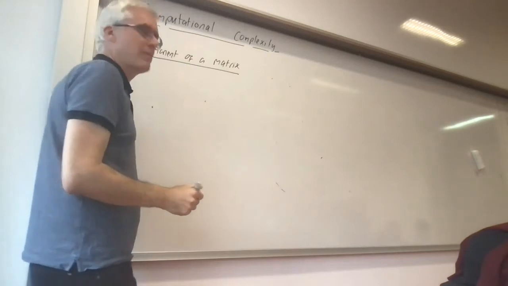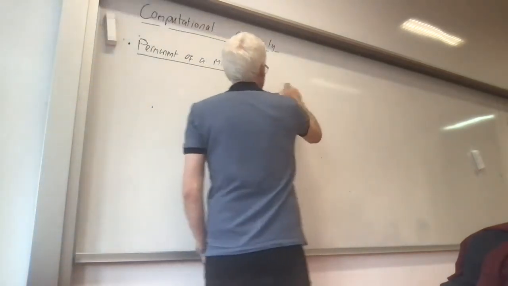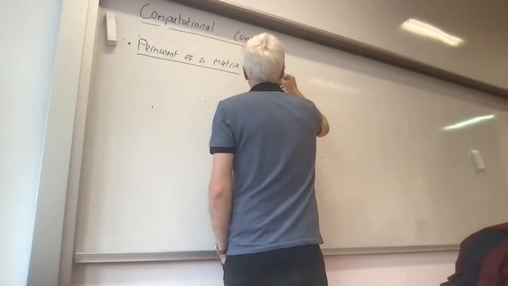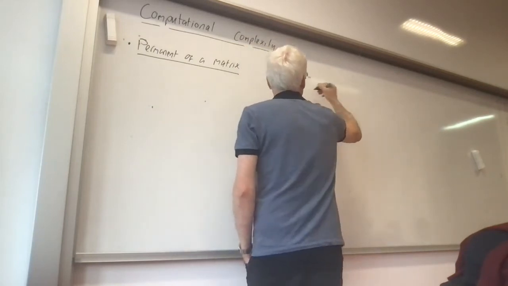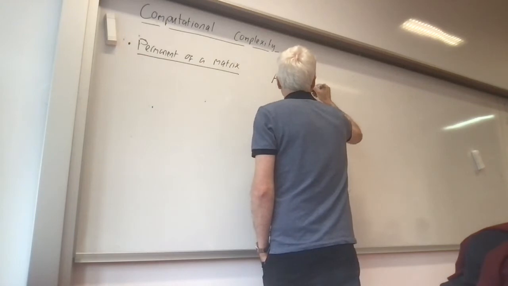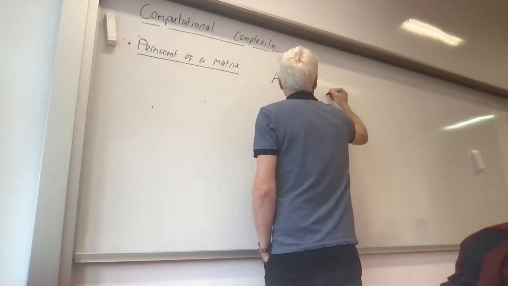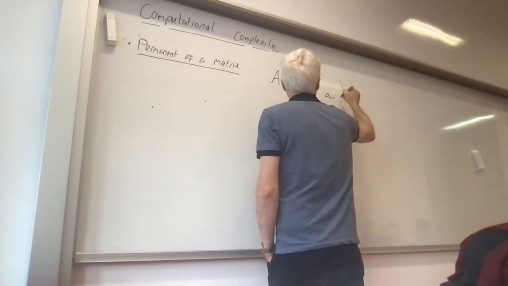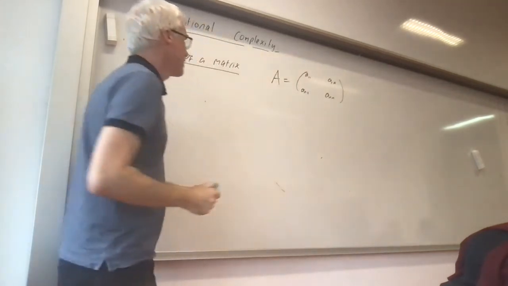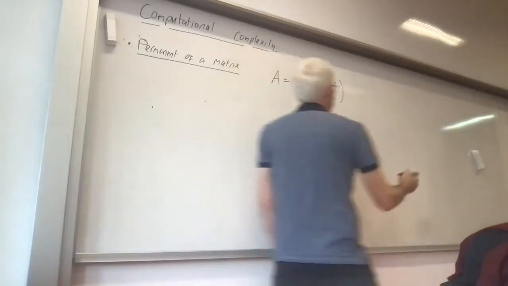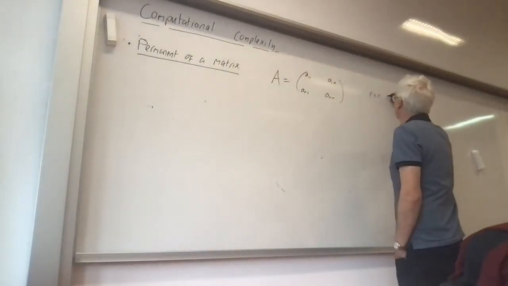So the permanent of a matrix. I wish I got the matrix back on the board, but so we've got, let's put in just a few entries. So here we've got a n1 to a nn. So again, we've got a square matrix.